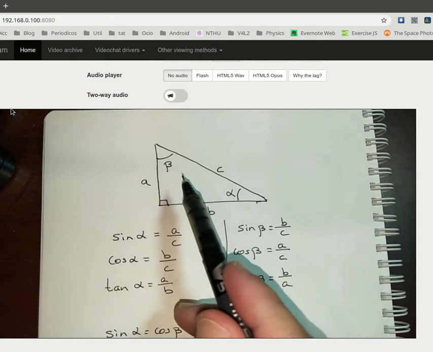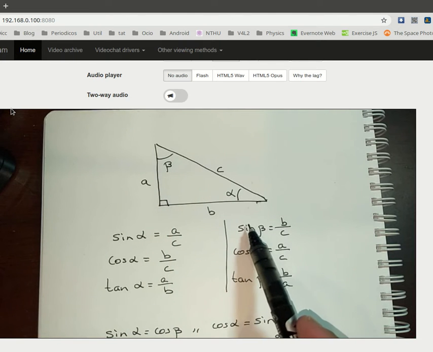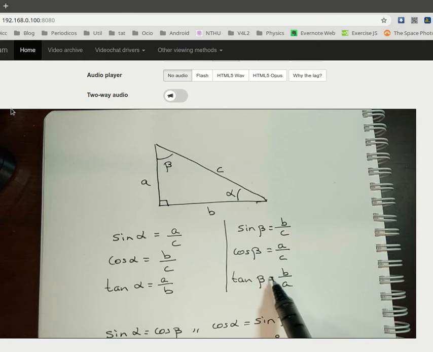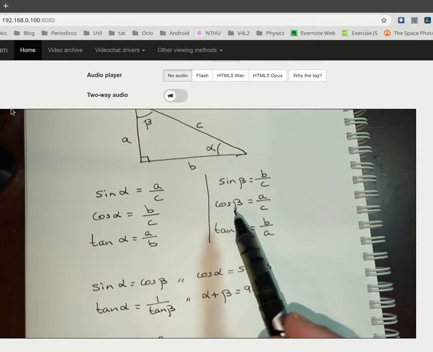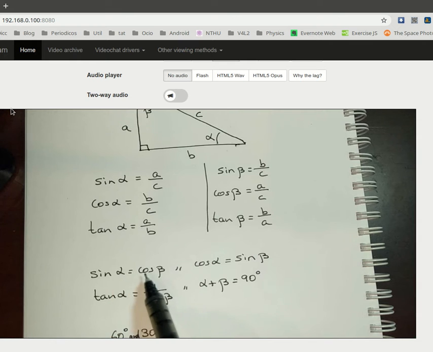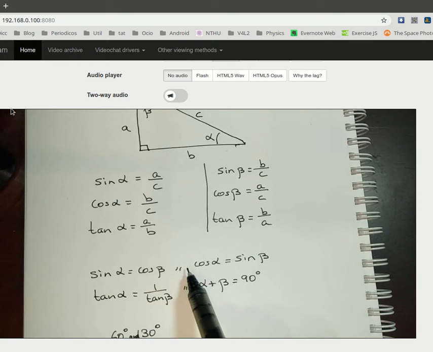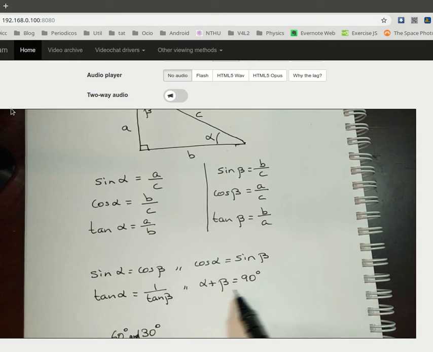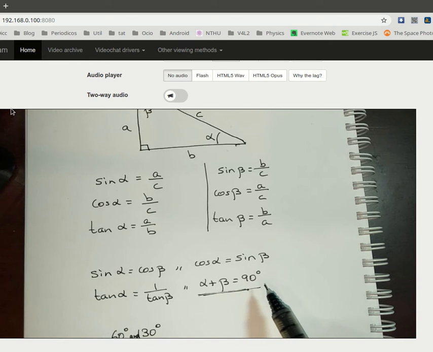Then we apply the same here. The sine of beta is b over c, the cosine is a over c, and the tangent is b over a. So you can see that the sine of alpha is equal to the cosine of beta, the cosine of alpha is equal to the sine of beta, and the tangent of alpha is the inverse of the tangent of beta. They have in common that alpha plus beta has to be 90, because all the angles of a triangle have to add up to 180, right?